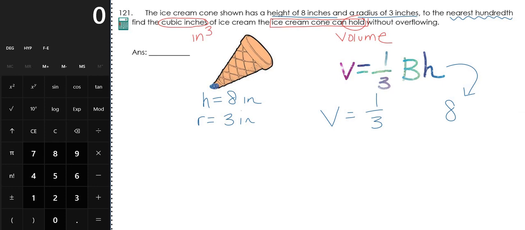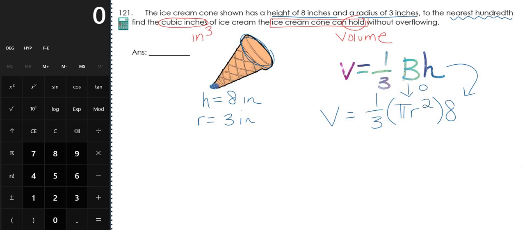Now, big B is never a number. It's hiding an area formula behind it. It stands for area of your base. In this shape for a cone, your base is the circle. So I'm going to replace big B with the formula that represents area of a circle. So in parentheses, I'm going to put pi r squared.